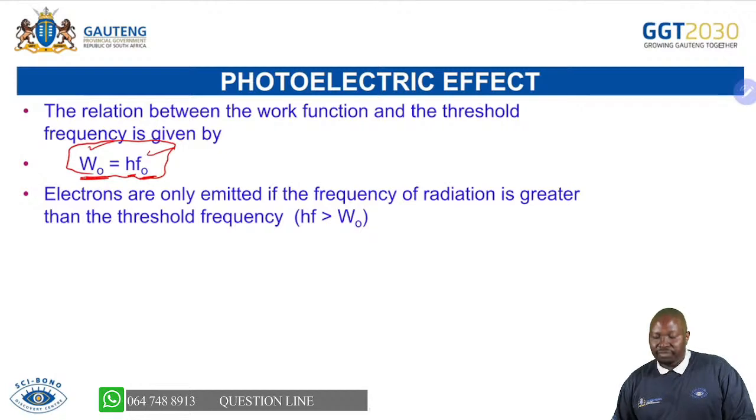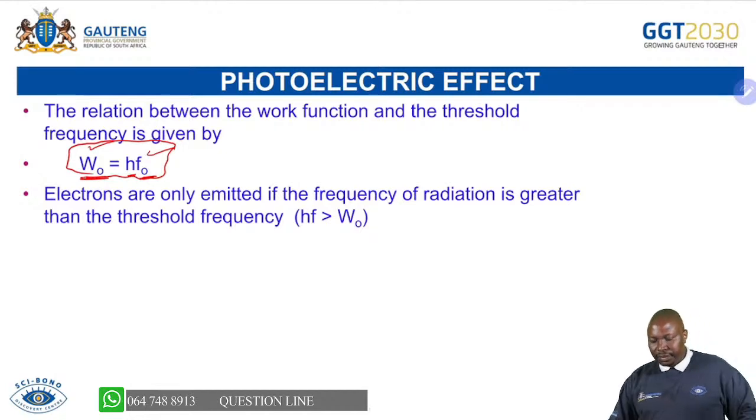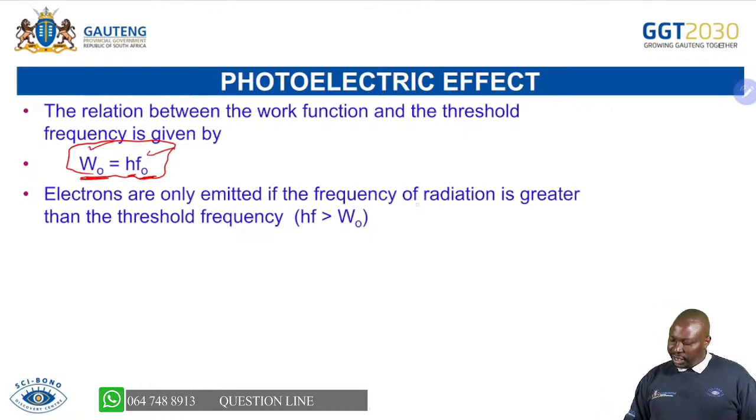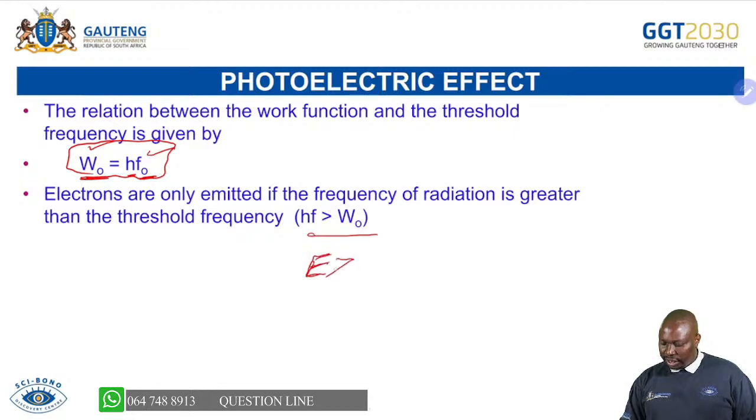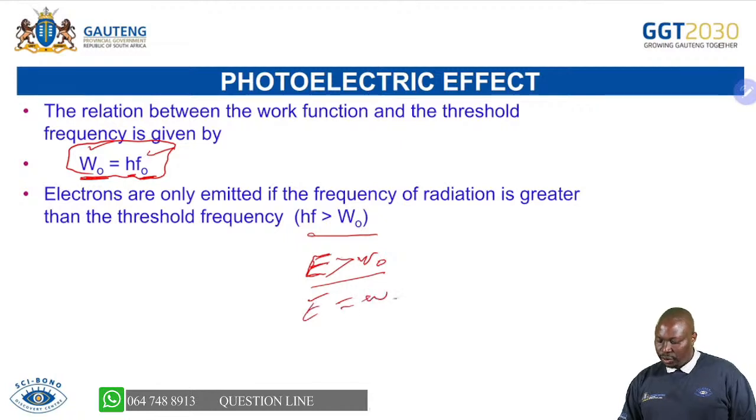That is one of the questions that you will expect in the papers, questions that we're going to do. Electrons are only emitted if the frequency of radiation is greater than the threshold frequency. As I've indicated, when the energy of a photon is greater than the work function, there will be removal of electrons, and some of the energy will be converted to kinetic energy.